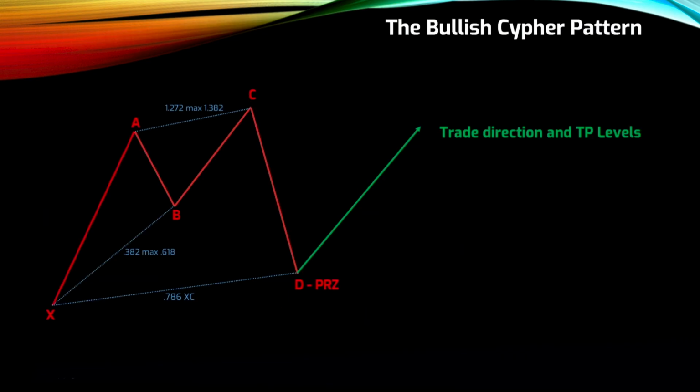So bullish Cypher then, X to A, or the impulse leg, or the anchor leg, or structure leg. It's called many different things, but I prefer impulse leg. We then get a retracement, A to B, a minimum of a 382, maximum of a 618. B to C is then an extension of the X to A from a 127 to a max of a 138. And then the C to D needs to breach the 786 from the X to C leg. That's different to what we've done before. So let's break that down.